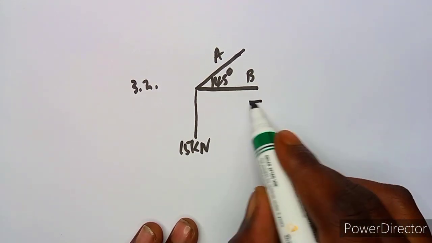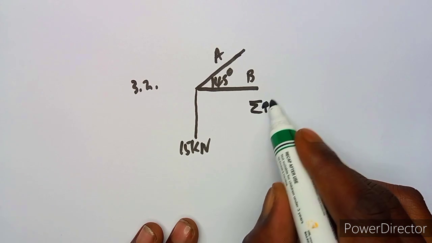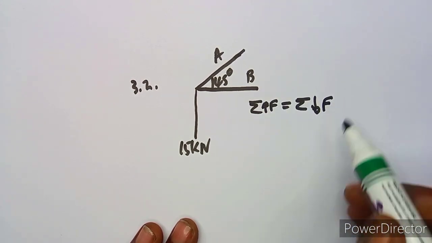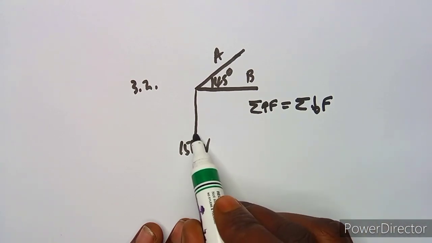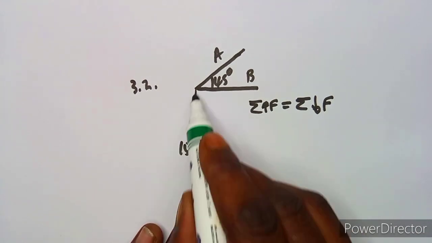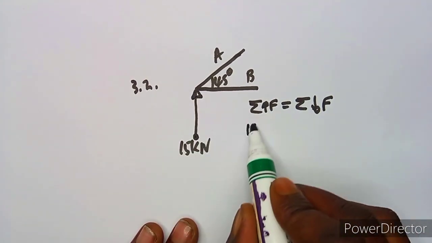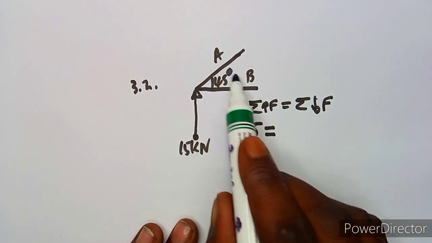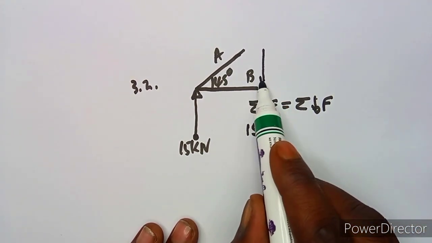The sum of the upward forces should be equal to the sum of what? Of the downward forces. So the upward forces, you are referring to this 15, okay? That's your upward force because it's facing upwards. So 15 is equal to the downward force. So the downward force is going to be this one of AB facing downward.